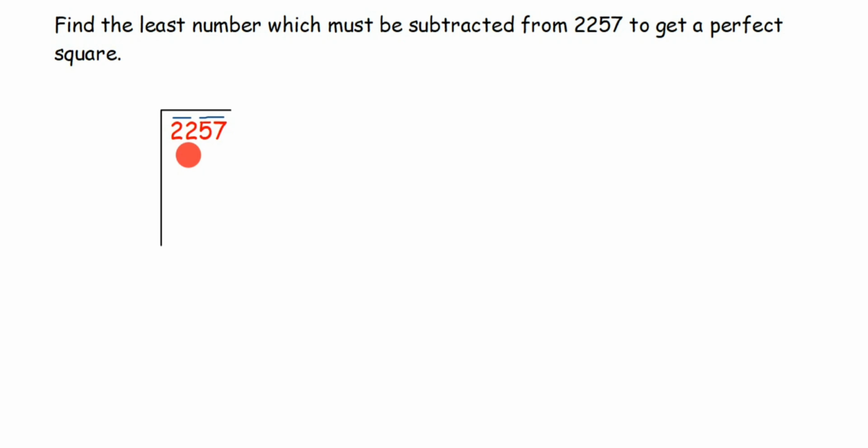We know perfect squares, like 2 square is 4, and 4 is a perfect square. Next we have 3 square, which is 9. Then 4 square, which is 16. Then we have 5 square, which is 25. The 25 is greater than 22, so we'll go for 16, that is 4 square is 16. We'll write 4 here. 4 times 4 is 16. Subtract it, we get 6.